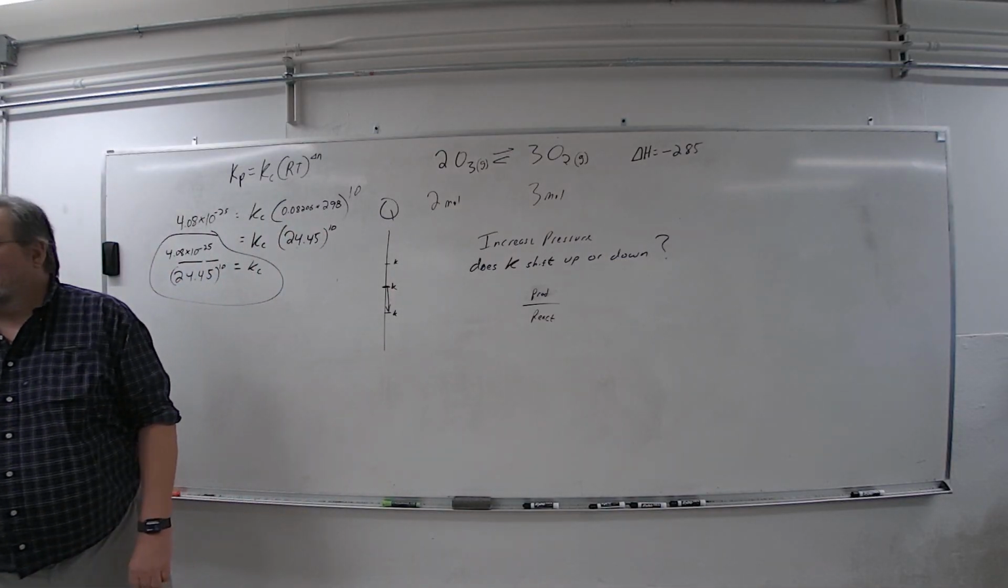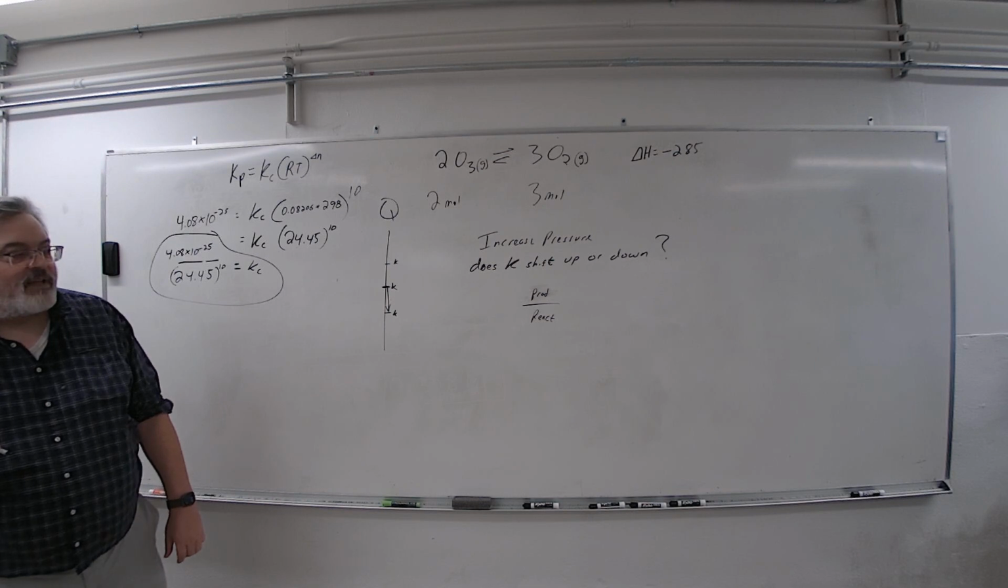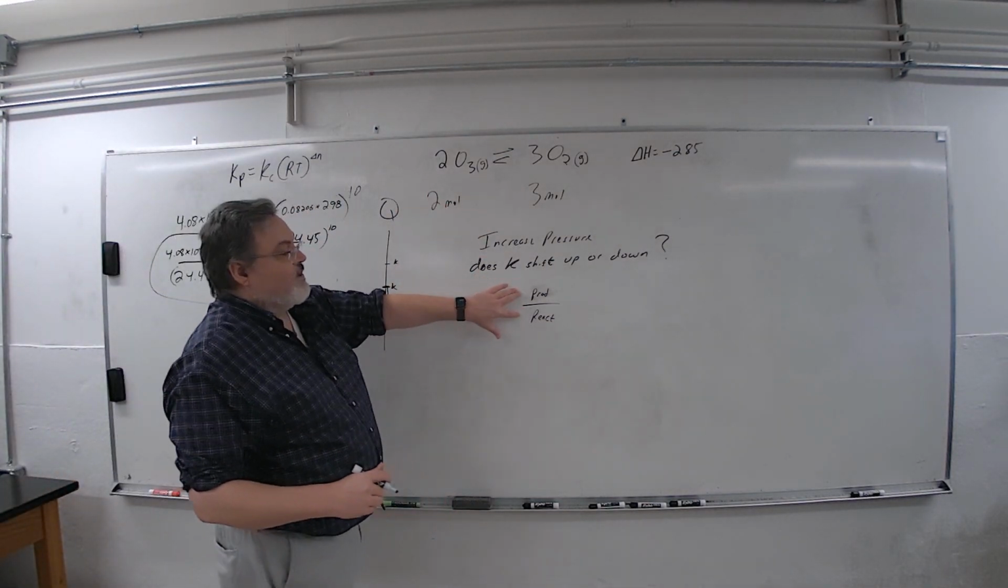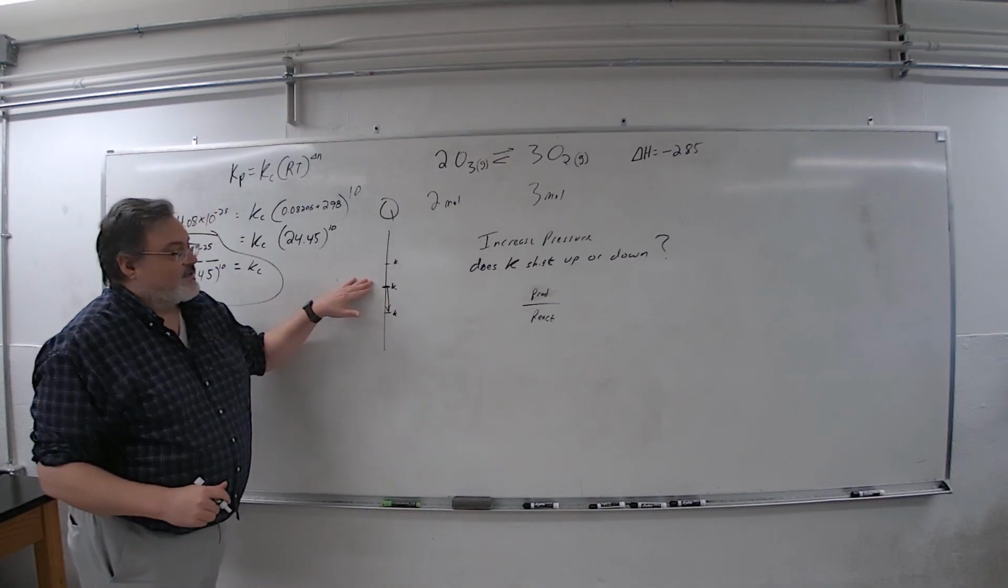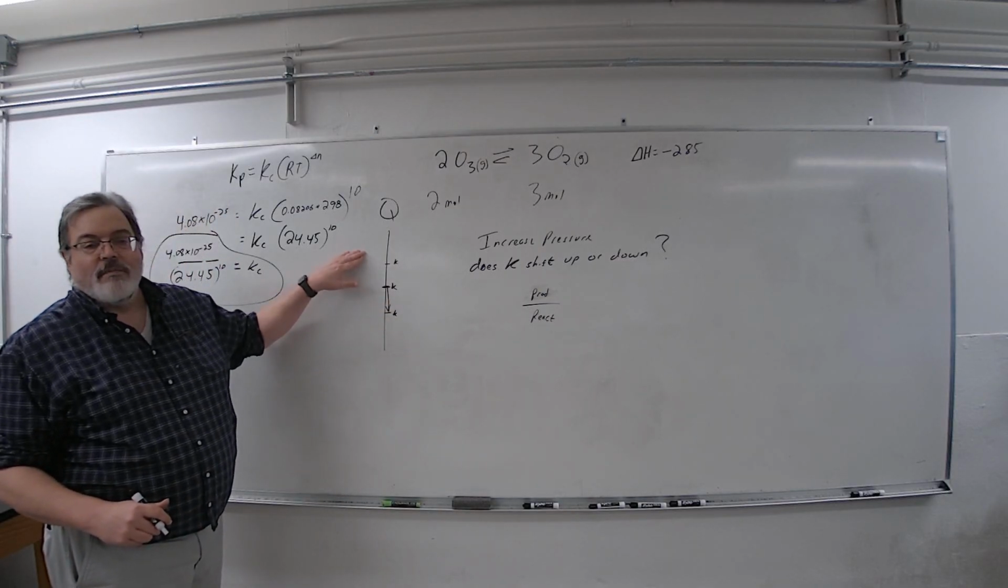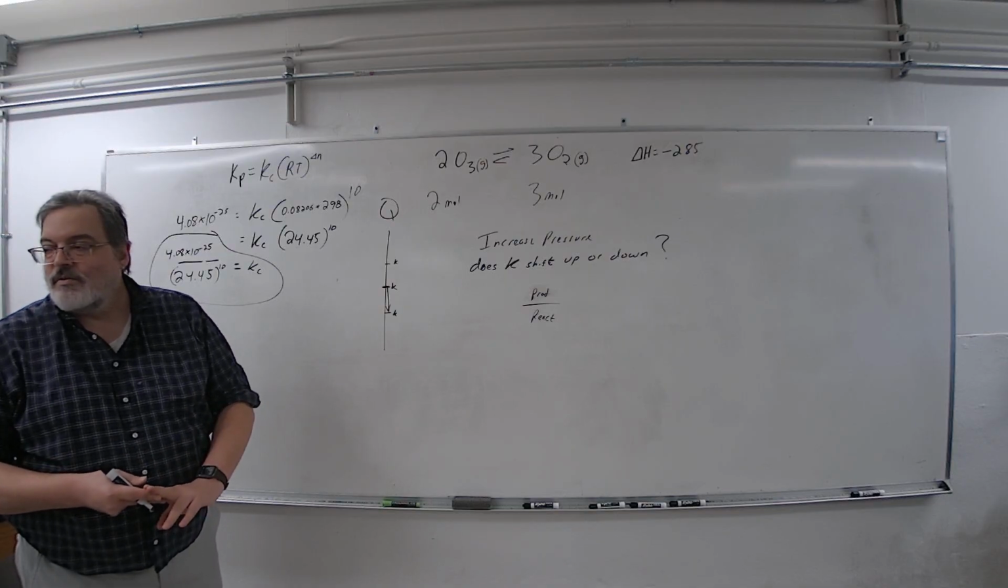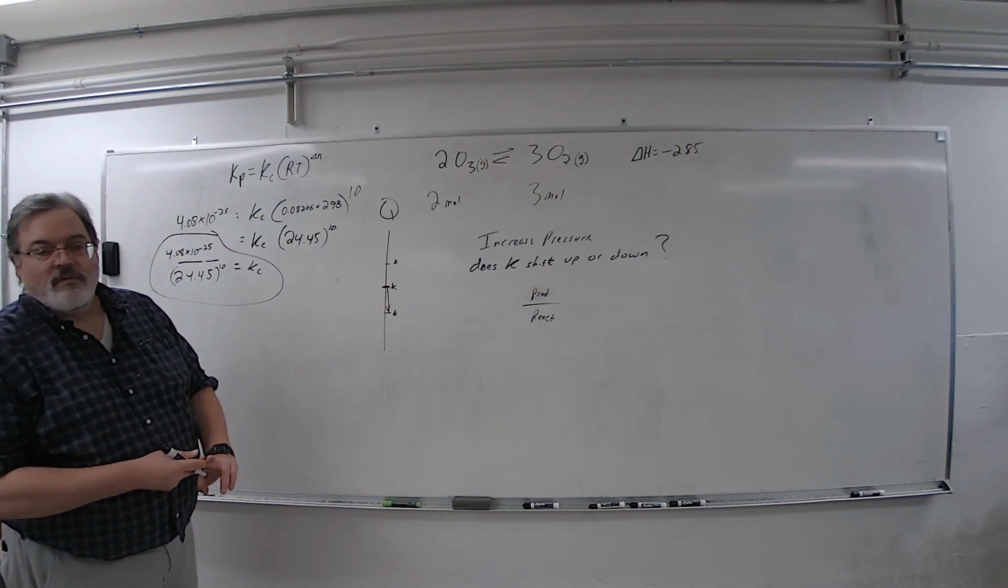Does that make sense? I meant to put something like that in there. If you can decide whether it's shifting left or right, then you can use this basic logic to decide whether the K is going down or up. When you change temperature and change pressure, you literally change the new K. There's a new equilibrium.